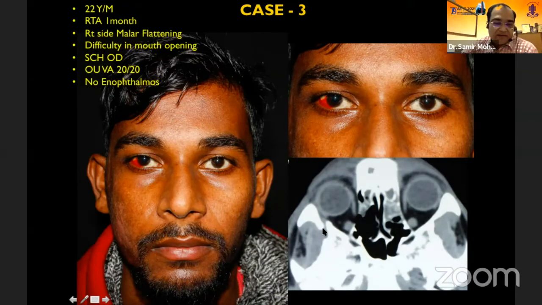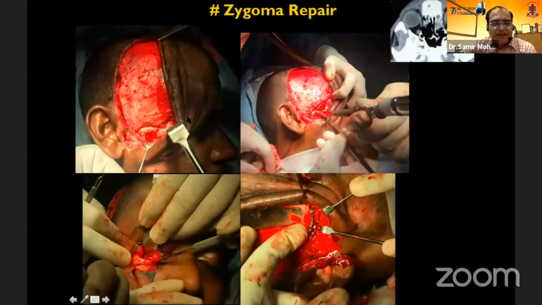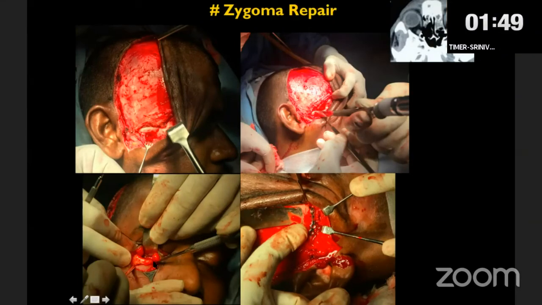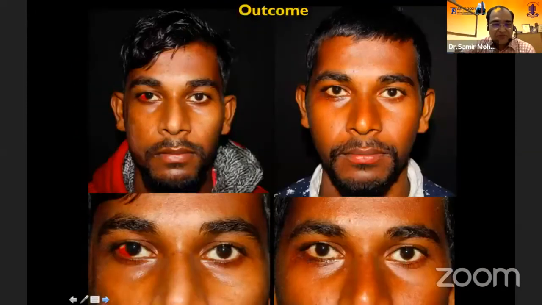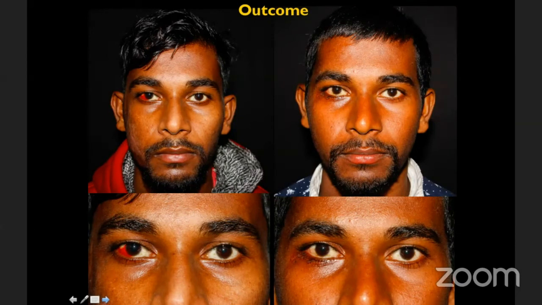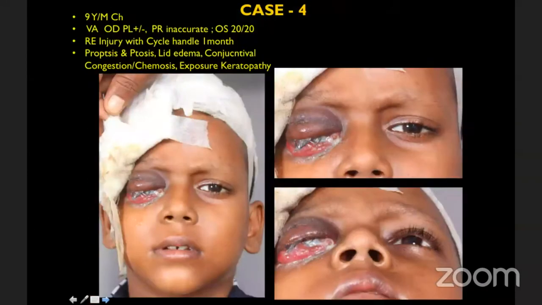And on attempted repair, we took a hemicoronal flap again to avoid any scar. You can see the fractured zygoma, and the component has completely caved into the inside. Because of this, the fracture fragment was osteotomized, lifted up, and fixed with screws. And this was the outcome. We can see the malar flattening has improved a lot with a very good cosmetic outcome.